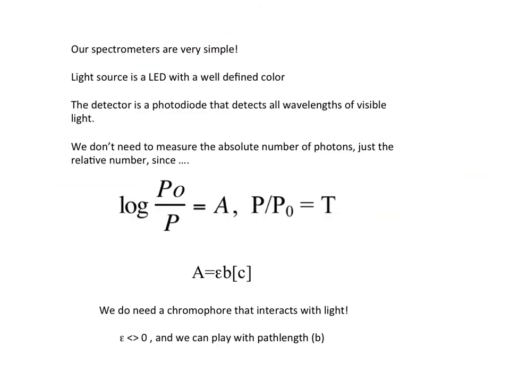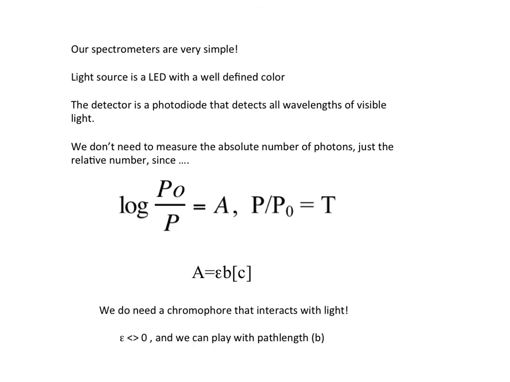So to repeat these concepts, our spectrometers are very simple. The light source is an LED, which produces a narrow band of color. The detector is a photodiode that detects the flux of light coming through the cuvette. We don't need to measure an absolute flux because we always ratio P to P0. So we can actually use the voltage coming off the detector and ratio the voltage when we have a blank solution to measure P0 and an analytical solution to measure P.